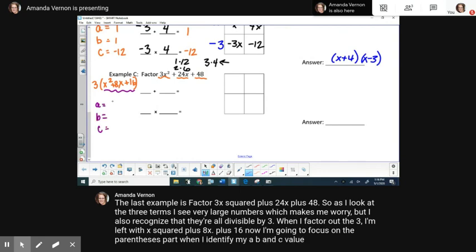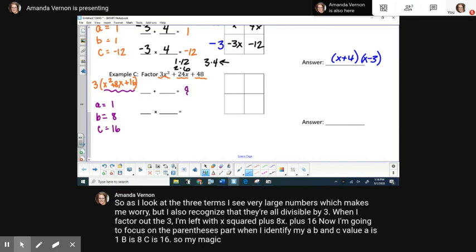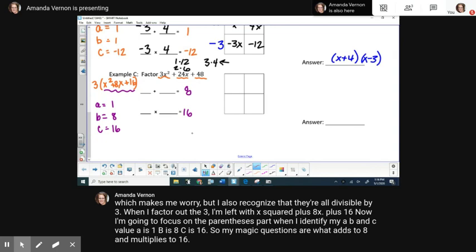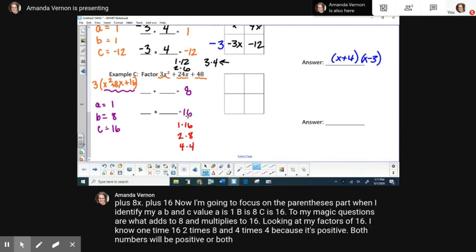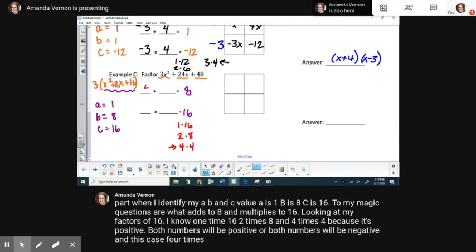A is 1, B is 8, C is 16. So my magic questions are, what adds to 8 and multiplies to 16? Looking at my factors of 16, I know 1 times 16, 2 times 8, and 4 times 4. Because it's positive, both numbers will be positive or both numbers will be negative. In this case, 4 times 4 and 4 plus 4 fulfill the requirements.